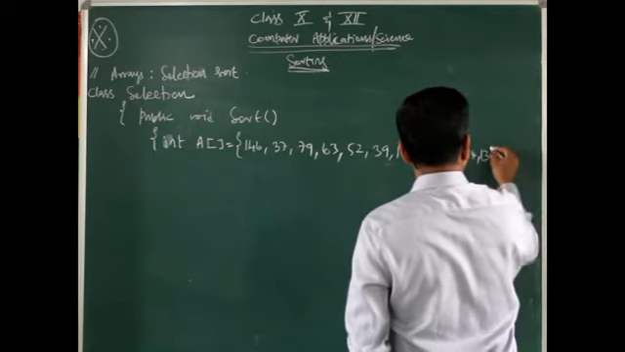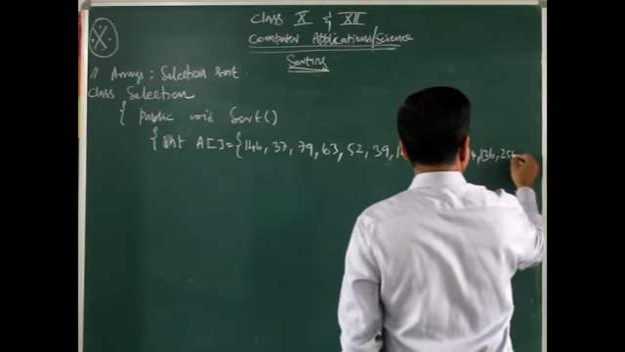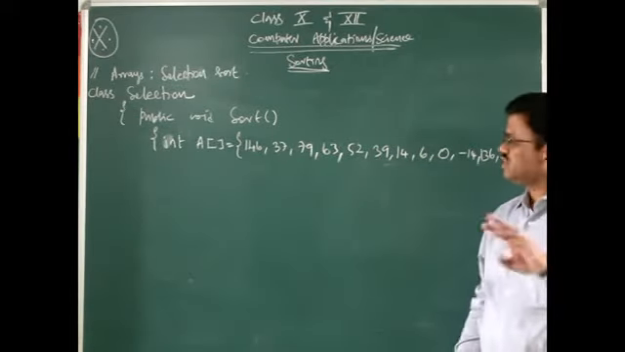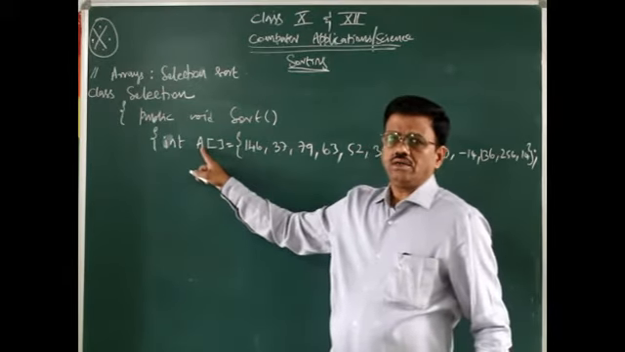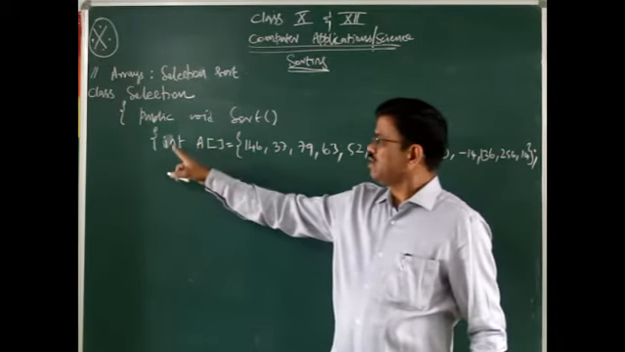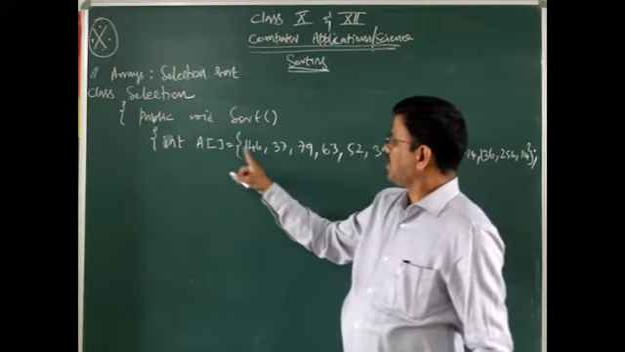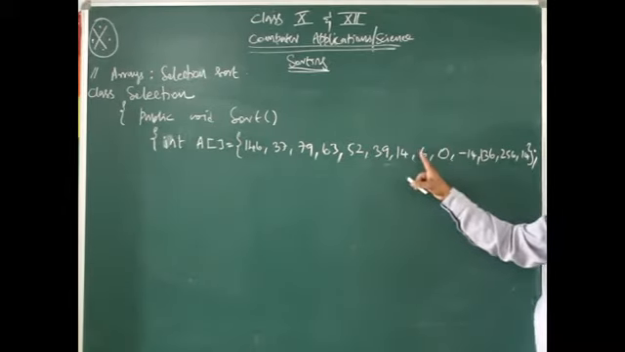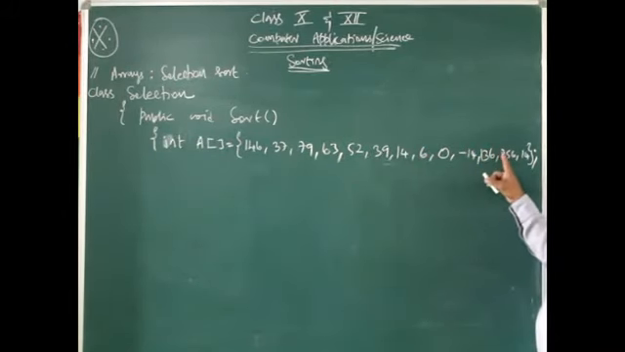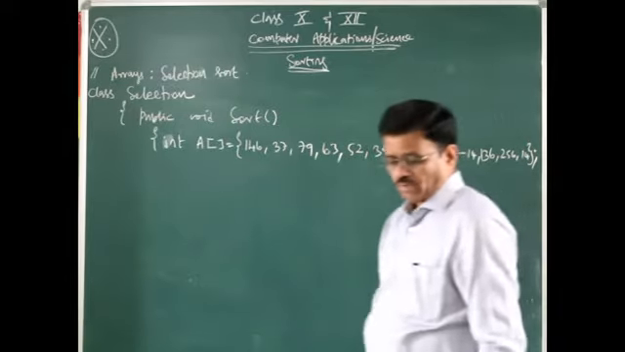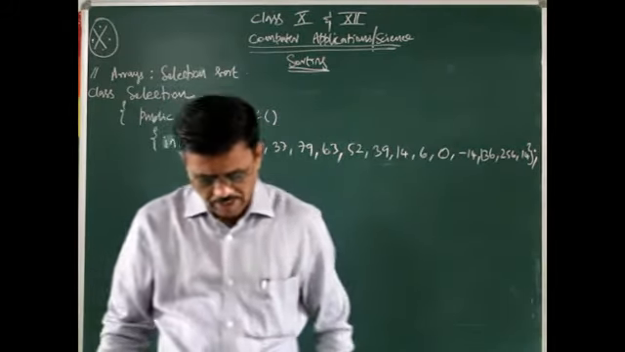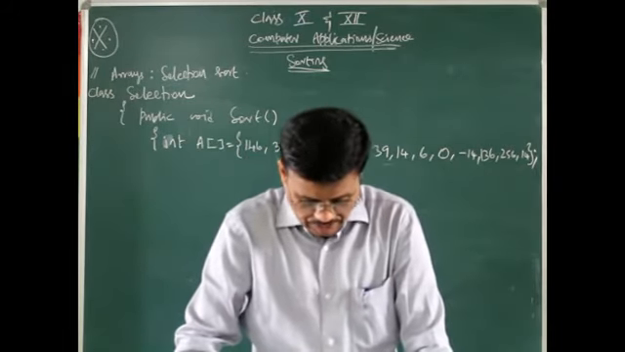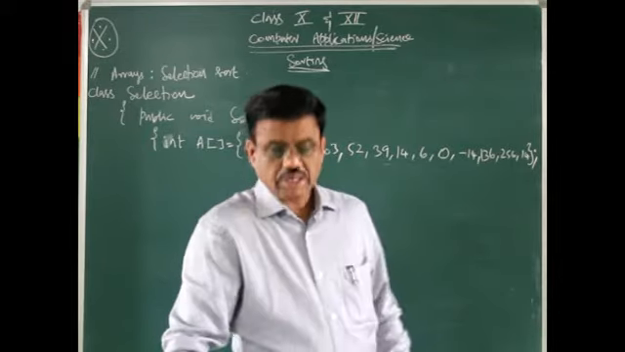Now 136, 256. I don't know how many elements are there. I initially utilize an array called A, which is of integer type. How many elements are there? A of 0, A of 1, A of 2, up to A of 12. So 0 to 12, how many will be there? It will be 13 elements.